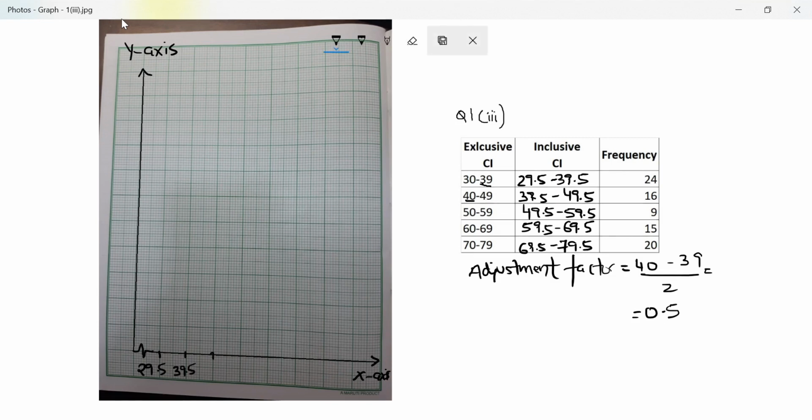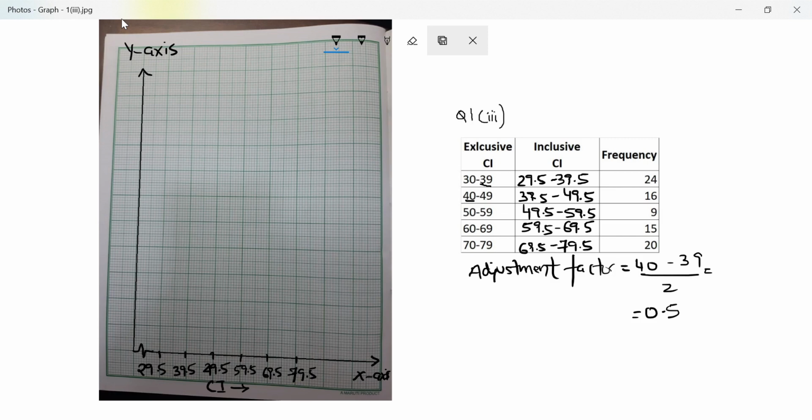So this is 29.5, this is 39.5, the next one is 49.5, the next one will be 59.5, the next one will be 69.5, next is 79.5. That's all we need to plot, and we are plotting class interval. I take a kink because the first block is equal to 29.5, whereas each block here is 10. So to ensure that there is no problem, I take a kink. This is a break, and I start with 29.5.